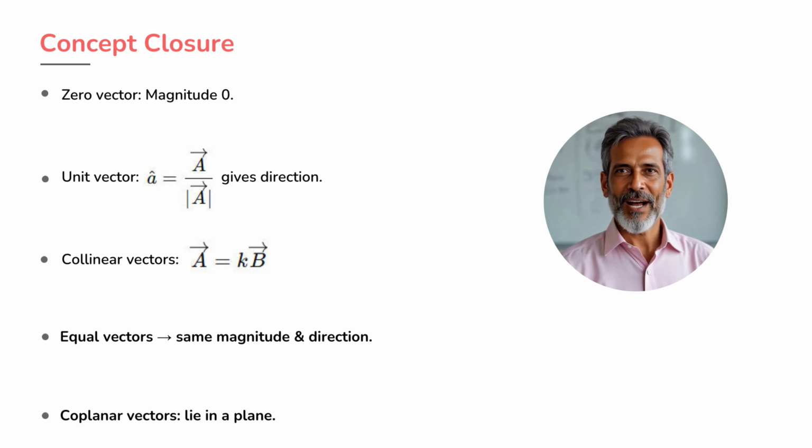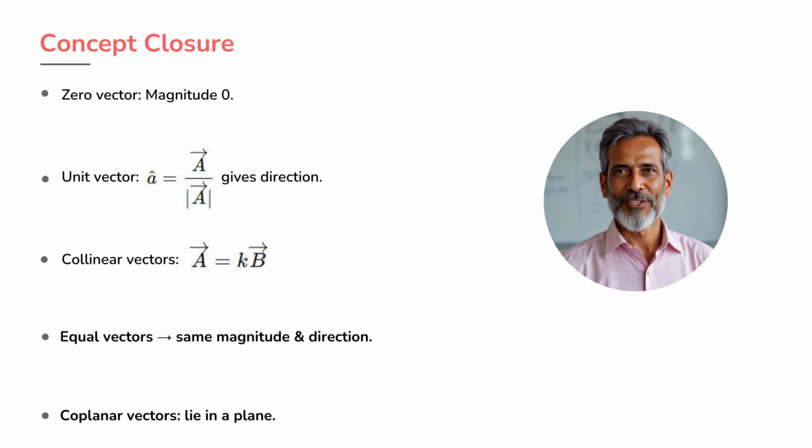To wrap up today's session, let's quickly review the main types of vectors we learned. First, the zero vector, symbolized as vector 0, has magnitude 0 and no definite direction. Then, the unit vector, written as unit vector A equals vector A divided by the magnitude of vector A, which only tells direction with magnitude 1. We also discussed collinear vectors, written as vector A equals k times vector B, lying along a common line. Key ideas to remember: equal vectors have the same magnitude and direction. Collinearity implies vector dependence, and coplanar vectors lie in one plane.